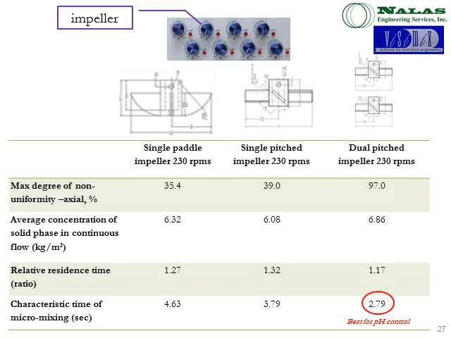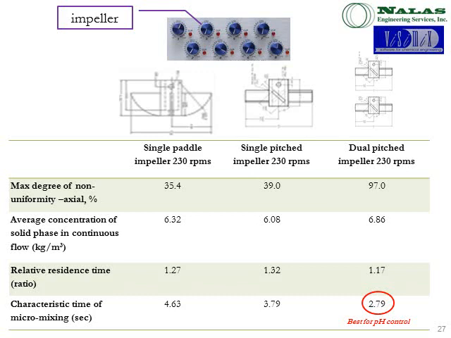Now you start looking at the same VisiMix output, at things like the average concentration of solid phase in continuous flow, which is in that second row. We go from 6.32 with that half-moon impeller to 6.86 with the dual pitch blade impeller. Again, another dramatic increase. The relative residence time, we go from 1.27 to 1.17. We're heading in the right direction. We're going down. And then the characteristic time of micromixing goes from 4.63 down to 2.79. That's much better for our pH control.